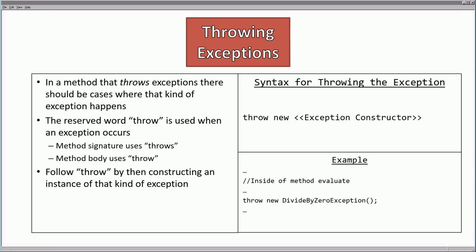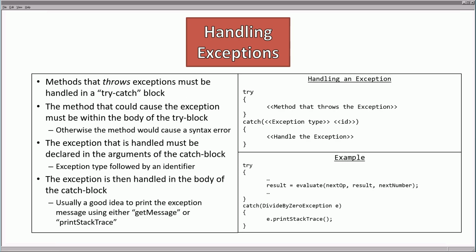And finally, we need to be able to handle these exceptions when they happen. A method that throws exceptions must be handled inside of what's called a try-catch block. In the method signature, we defined that there could be runtime errors. In other words, we said that a method could throw different kinds of exceptions. When we do this, we signal to the programmer that this needs to be handled. In order to handle it, the method that could cause that exception must be written in the body of the try block. Otherwise, the method would cause a syntax error because it would be an unhandled exception.